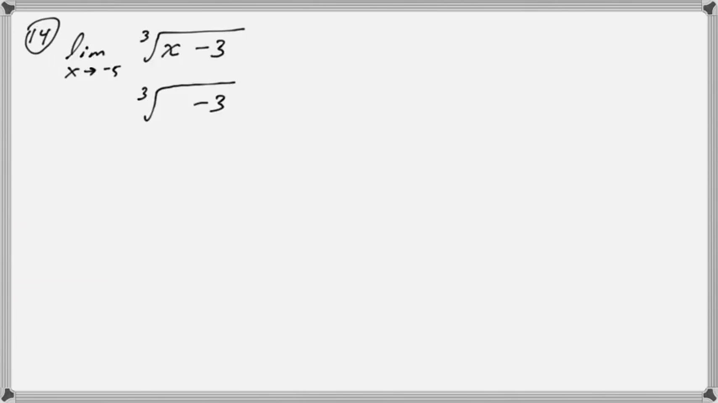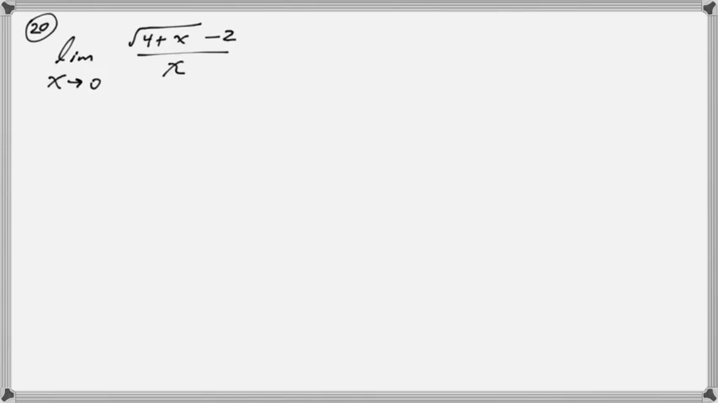On number 14, I'm going to substitute in a -5, giving me my result. Okay, from 14, we're moving to 20. 20, if you put in a 0, gives you 2 minus 2, which is 0, divided by 0.